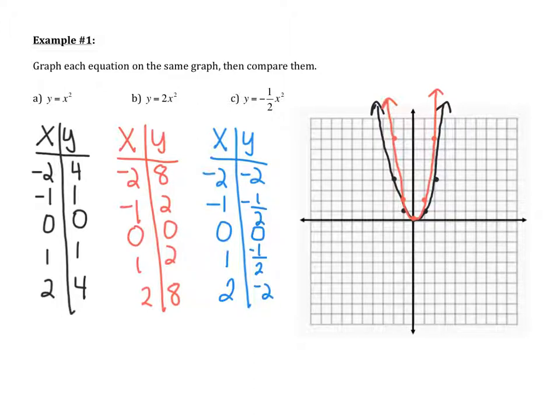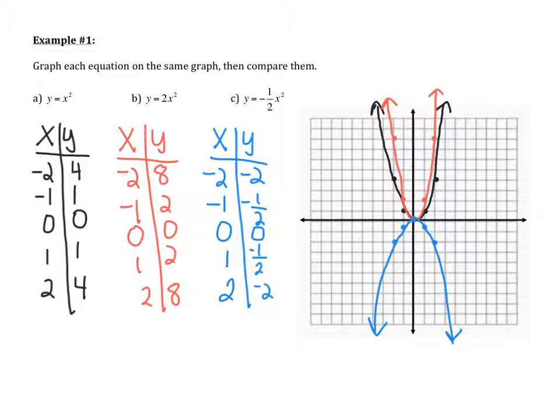So let's graph that. So there are my 5 points in the blue, and now I'll connect them with one continuous smooth line to make my parabola. And there you have it. Notice that since I made it negative, it flipped my parent graph upside down, and also the 1/2 made it slightly fatter. So multiplying by a number bigger than 1 made it skinnier for the 2x squared, and then multiplying by 1/2 made it fatter for the 1/2 x squared.